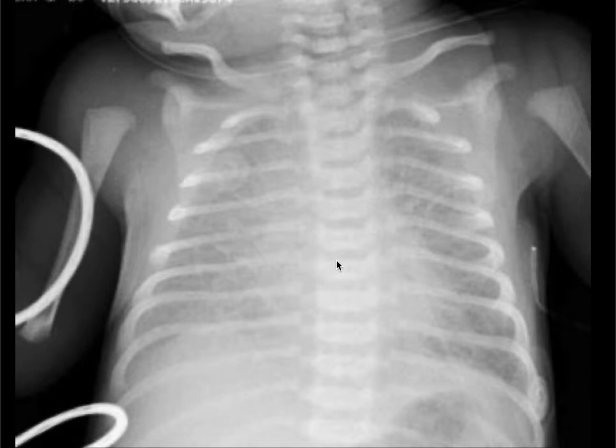This looks like low volumes. You have kind of these ropey perihilar interstitial opacities radiating out. I would put transient tachypnea of the newborn or retained pulmonary secretions in the differential. Could be also surfactant deficiency, although I don't see air bronchograms. So this is retained pulmonary secretions or transient tachypnea of the newborn.